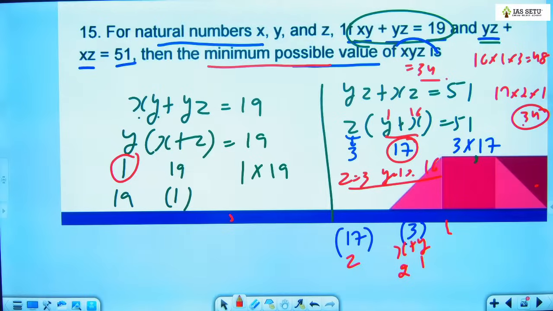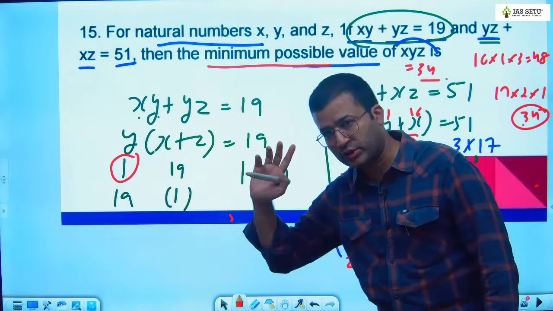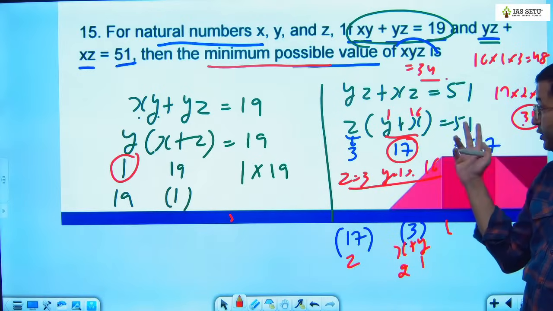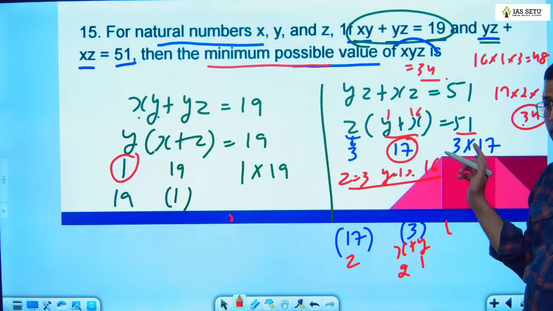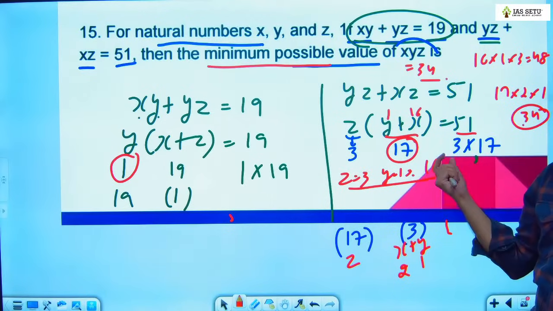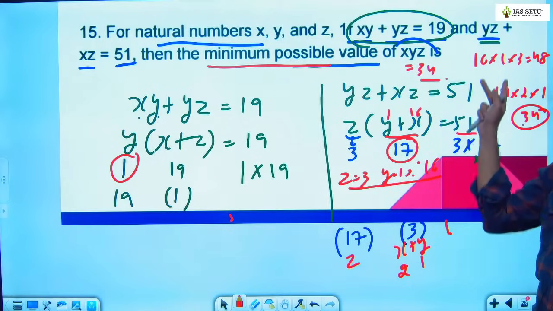It means it is linked. If the thought process works regularly, then you will be able to crack it. Keep in mind that y has 2 possible values, it can be 1, it can be 19. Then z is factors, it is a bit of memory and factor work. You have to remember these things and do factorization. 3 and 17, 17 and 3, then 2 possible values.